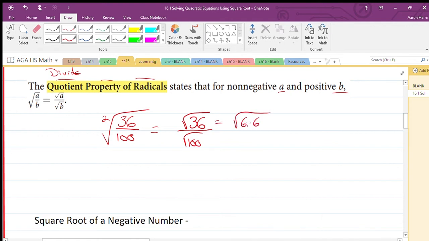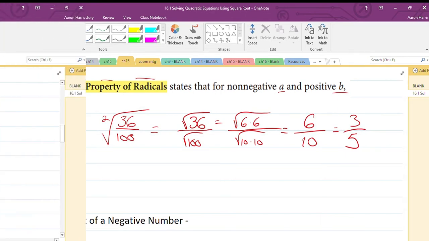36 is really 6 times 6. 100 is really what? 10 times 10. And since I have a pair of 6's, I can pull one out, correct? So I can pull a 6 out. Since I have two 10's, I can pull one of the 10's out. And I'm able to get 6 divided by 10, which really, in simplest format, is what? 3 over 5. So the square root of 36 divided by 100 is 3/5.